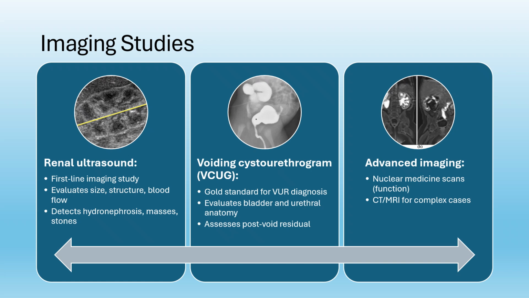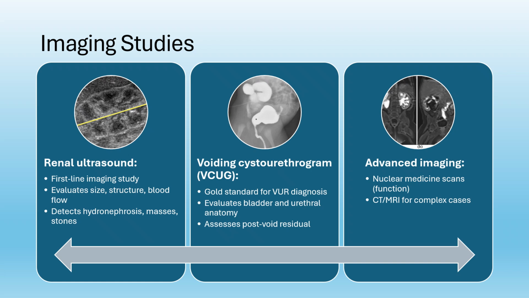The VCUG also beautifully demonstrates bladder anatomy, revealing trabeculations that suggest outlet obstruction and shows the urethra during voiding, essential for diagnosing posterior urethral valves in males. We can assess post-void residual, determining if the bladder empties completely. While the radiation exposure and catheterization make this test more invasive than ultrasound, the diagnostic information often proves invaluable.